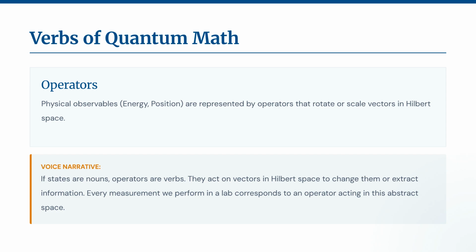If states are nouns, operators are verbs. They act on vectors in Hilbert space to change them or extract information. Every measurement we perform in a lab corresponds to an operator acting in this abstract space.